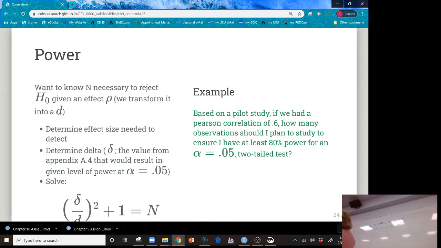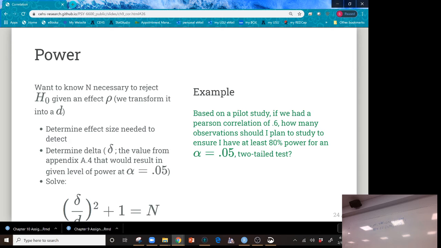So let's see. Here's an example. Based on a pilot study, remember, to do a power analysis, you always have to have an estimate of the effect size. And that is based on prior research or pilot data. So if you're going to ask someone for money, they're going to want you to do a sample size calculation, a power analysis, to show them that you're getting a big enough sample size that their money is well spent, but not so big that you're wasting their money.